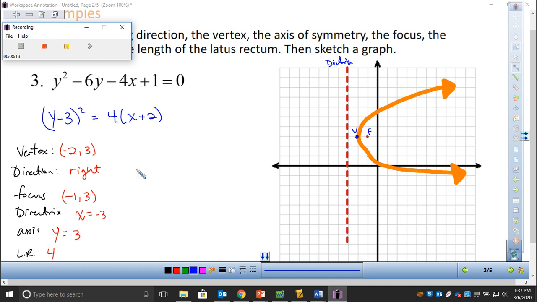So here are the answers to that last one. We're looking for the vertex, focus, directrix, axis of symmetry, and the length of the latus rectum. So that's the rest of all the examples for this last section of notes.